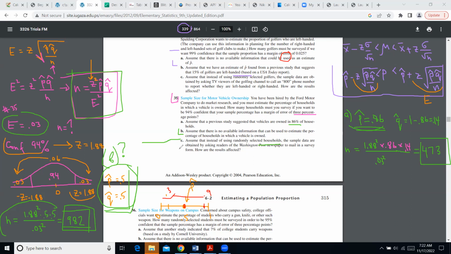Finally, part C says, assume that instead of using randomly selected household sample, data are obtained by asking readers of the Washington Post to mail in a survey form. Is the result going to be affected or not? Well, a random sample, remember we talked about random sample in the very beginning of this class. That's the best possible sample that actually shows the entire population of households in very detail.